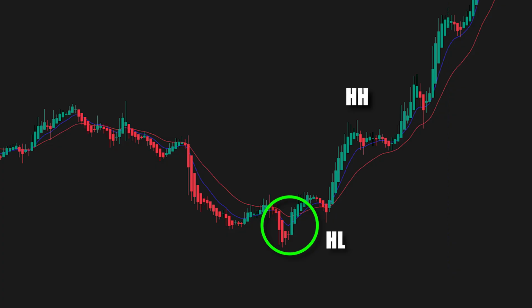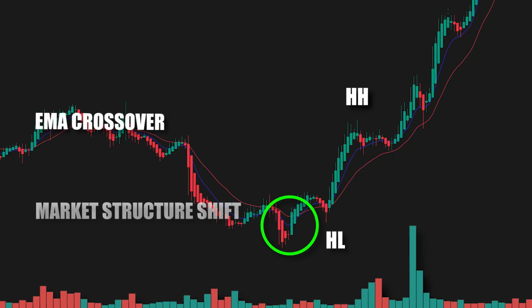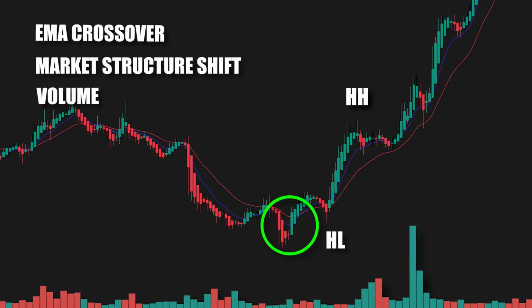And right here, we get our golden confirmation, a sudden spike in volume. That tells us real buyers, possibly institutions or whales, are stepping in with conviction. This volume surge acts like a green light, backing the EMA crossover and the price breakout. So now we've got EMA crossover, market structure shift, volume confirmation. At this point, an entry right after the higher low, as price breaks above the previous high, is ideal.